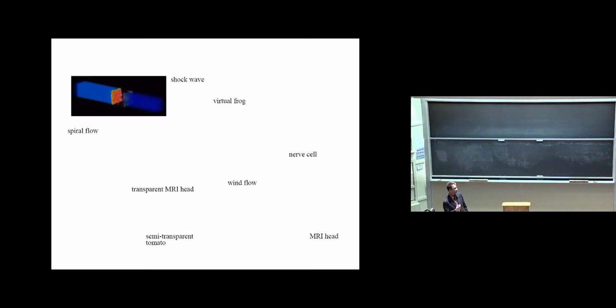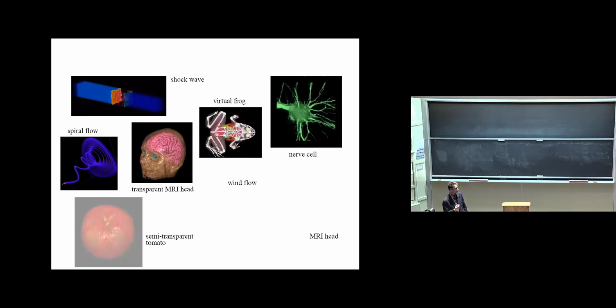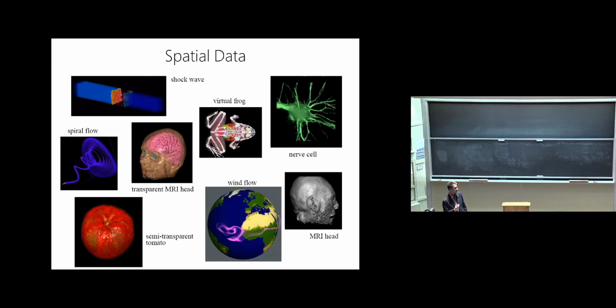I want to show you what all these things have in common. We have a spiral flow, an MRI head, a virtual frog, a nerve cell, a tomato. They're all spatial data. You can take them and render them in three dimensions and understand them quickly. Maybe you've never seen a nerve cell, but that's what it looks like. You can color them green or red or whatever. They're all easily understood because they have a nice spatial representation that you're familiar with.